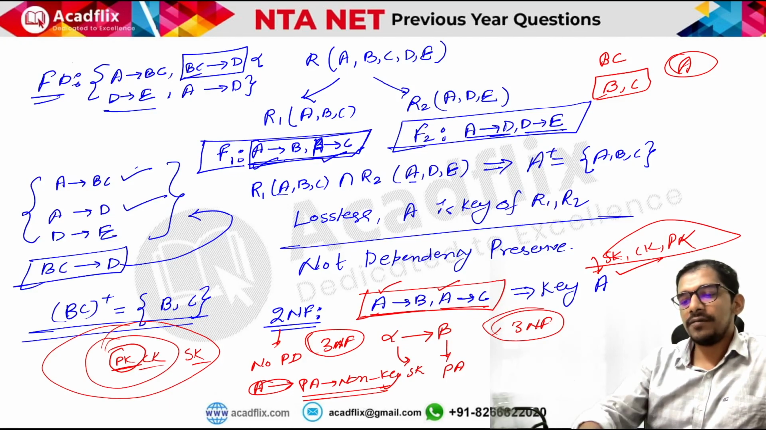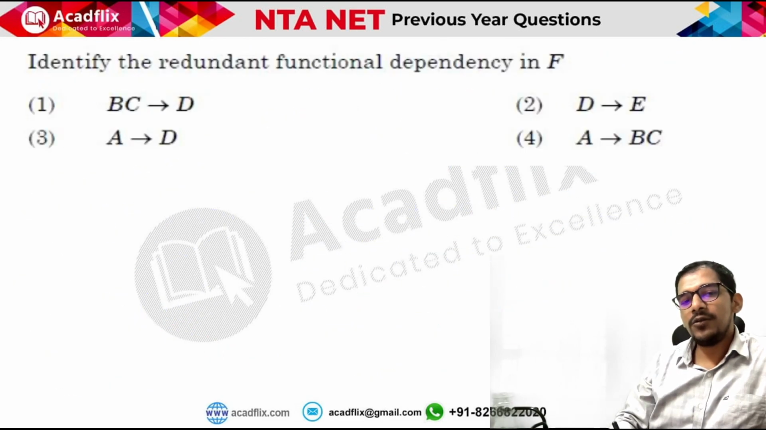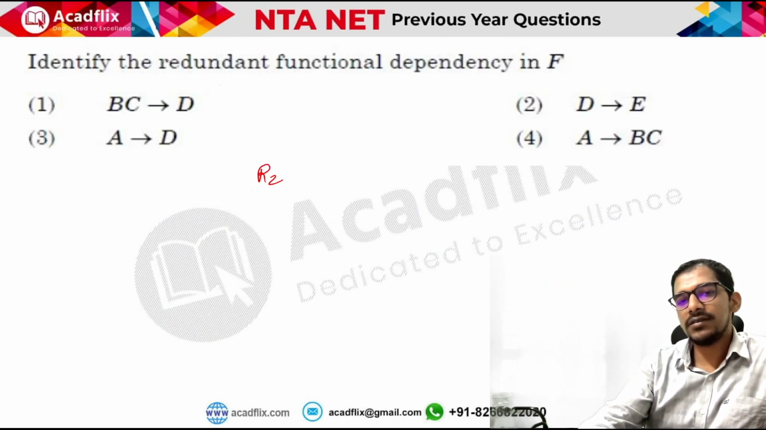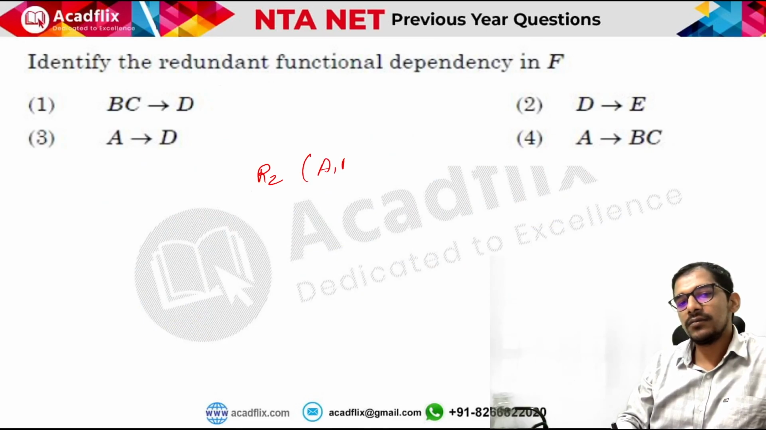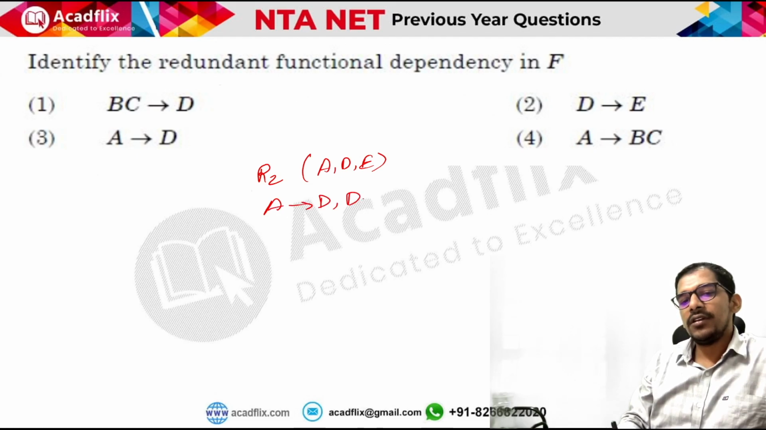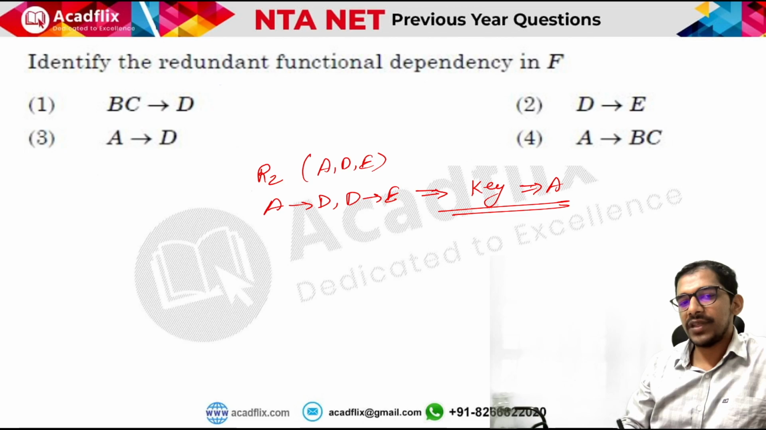Check for the relation R2. The R2 relation is given: A tends to D and D tends to E. You will see that the key of this relation is also A. So A is the only prime attribute, because A can imply D and E. A, D, E, all things are implied by A.